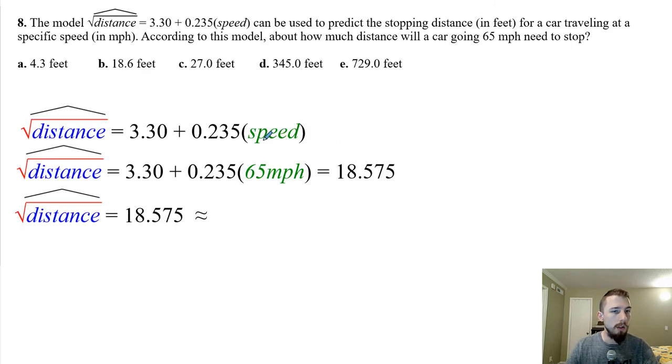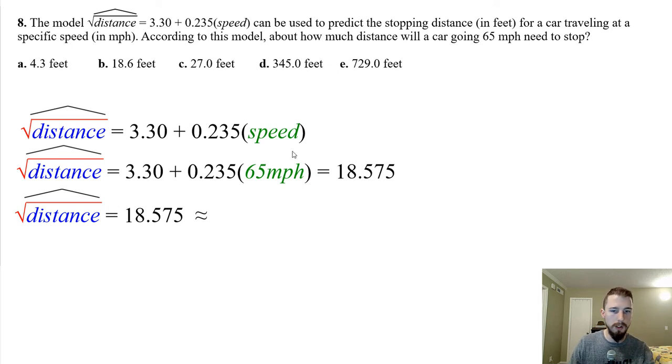All right, so the model, the square root of the distance. Do be careful, because notice we have the square root here. That's telling us that this is re-expressed data and it's not just the raw data that we would have starting out. So we do have re-expressed data here. It's given to be 3.3 plus something times speed, used to predict the stopping distance in feet for a car traveling at a specific speed in miles per hour. According to the model, how much distance will a car going 65 miles an hour need to stop?